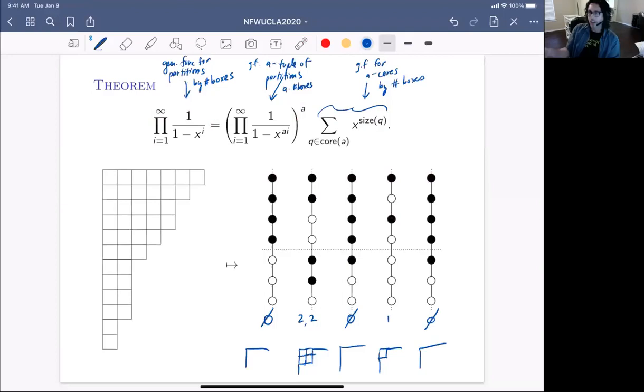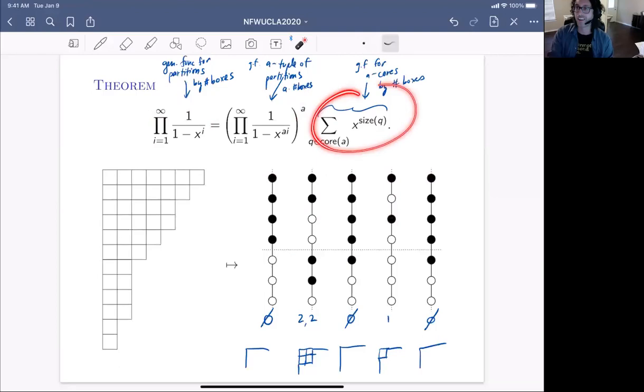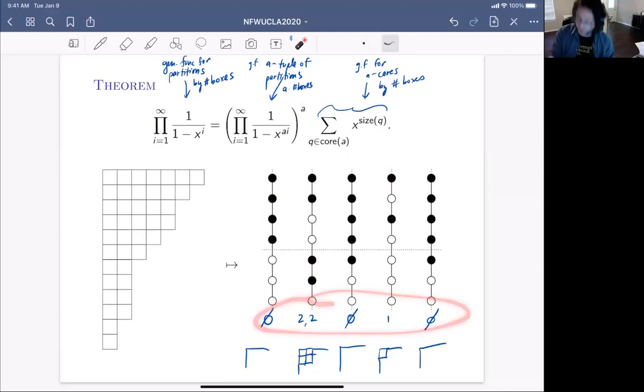That's not enough, though, to recover my original partition. What's interesting is how they're glued together. How do I keep track of how they're glued together? Well, by pushing all of the boxes, the beads that can be pushed up, I recover a core. And that core is exactly encoding how the different strands are glued together. So I get an A-tuple of partitions along with the core. So this is what this theorem is saying, and this is the proof. And I can go backwards.